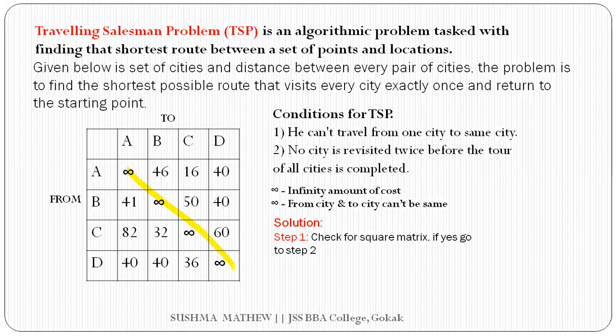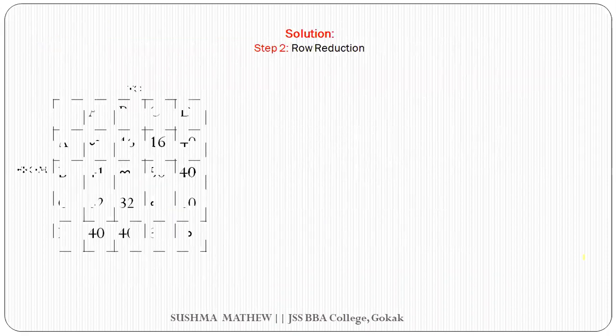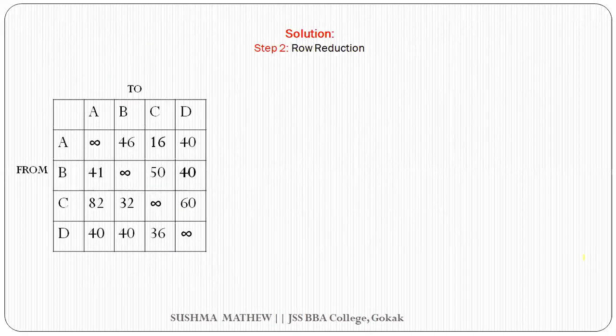How to solve this traveling salesman problem? There are different methods, but when we take the traveling salesman problem in an assignment, the assignment applications remain the same. Step 1 is to check for a square matrix. We have checked; yes, this is a square matrix of order 4. And if it is a square matrix, then we go in for step 2, which is row reduction.